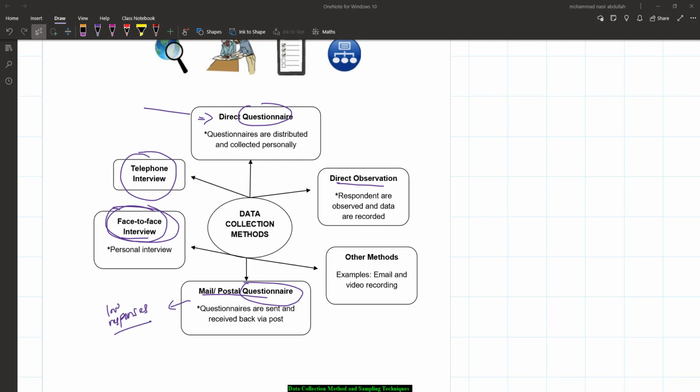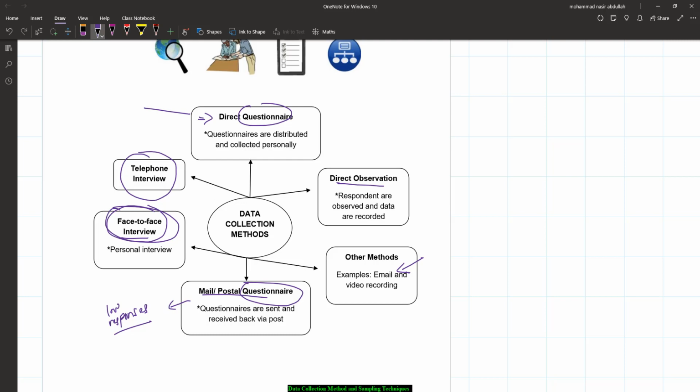Another type of data collection method is email or video recording. Nowadays, this is a very popular method. Email does not stop at email. Nowadays we have social media, so social media can be a platform to do data collection, such as Facebook, Twitter, Instagram, and so on.